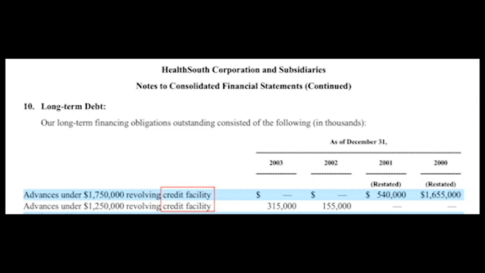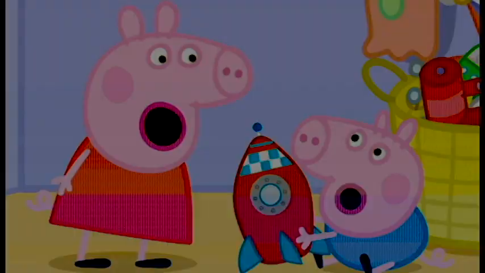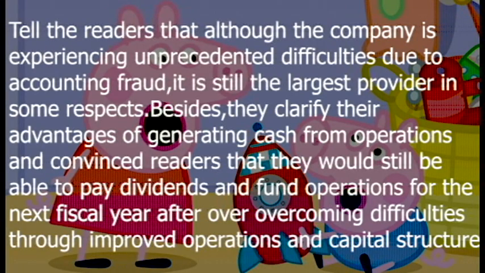They also mentioned that although we face and continue to face serious financial, operational, and legal difficulties, our business is generating huge amounts of cash. The company is telling the readers that although the company is experiencing unprecedented difficulties due to accounting fraud, it is still the largest provider in some respects.